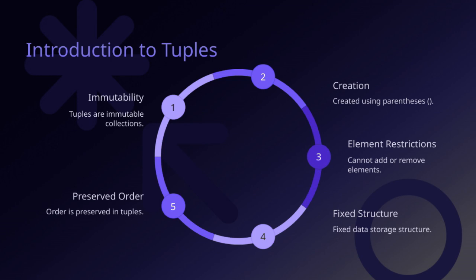One important point to remember is that the order of elements in a tuple is preserved, so the sequence you put in is maintained. This makes tuples useful when the order matters. Also, tuples are immutable collections, meaning once they are created, their content cannot be changed. This immutability can be very useful for ensuring data integrity. Overall, understanding these core properties helps us see how tuples are a reliable, unchangeable way to store related pieces of information in a specific order.